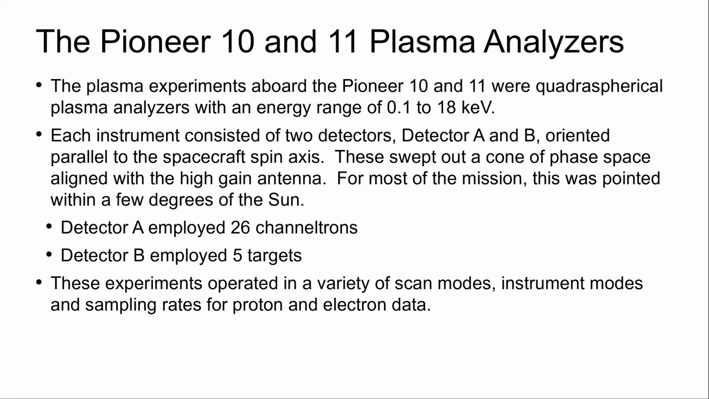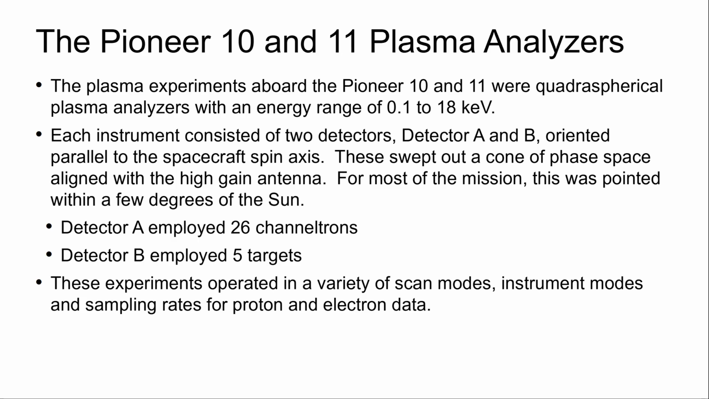The instruments on these spacecraft were conventional quadrispherical plasma analyzers. On Pioneer 10 and 11, we had an energy range of 0.1 to 18 keV. The Pioneer 10 and 11 instruments consisted of two detectors, Detector A and Detector B. These were oriented parallel to the spacecraft's spin axis. They swept out a cone of phase space pointed towards the Earth, which meant that for most of the mission, they were also pointed directly at the sun.